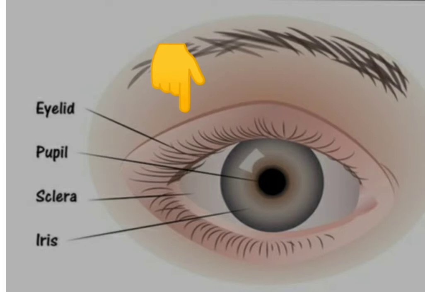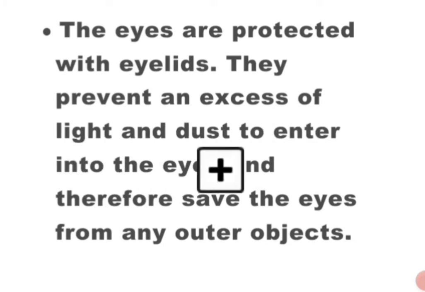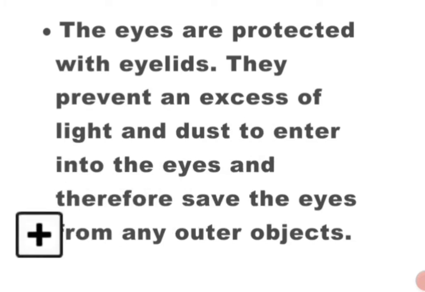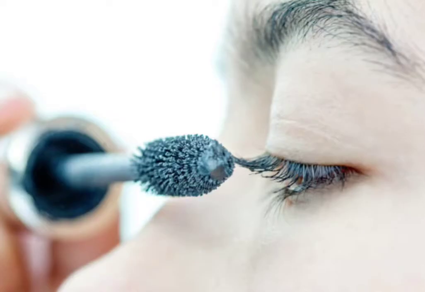Now, the eyes are protected with eyelids. Eyelids are the coverings which protect our eye. They prevent an excess of light and dust from entering into the eyes and therefore save the eyes from any outer objects. You can feel a reflex action when any object moves towards your eye.